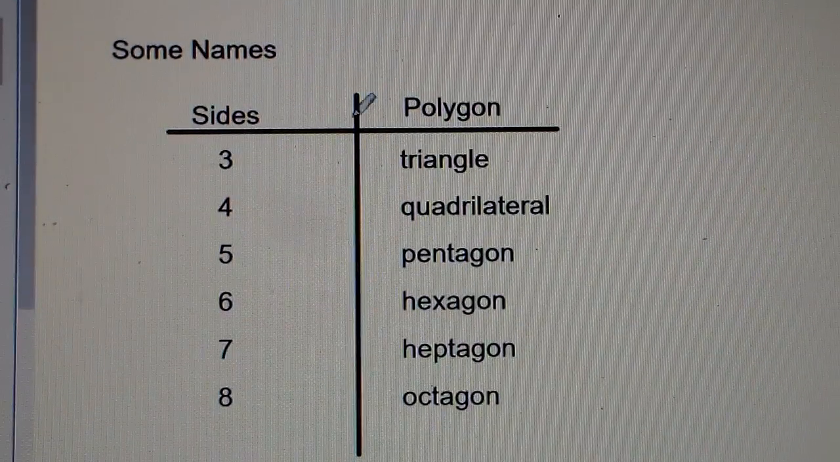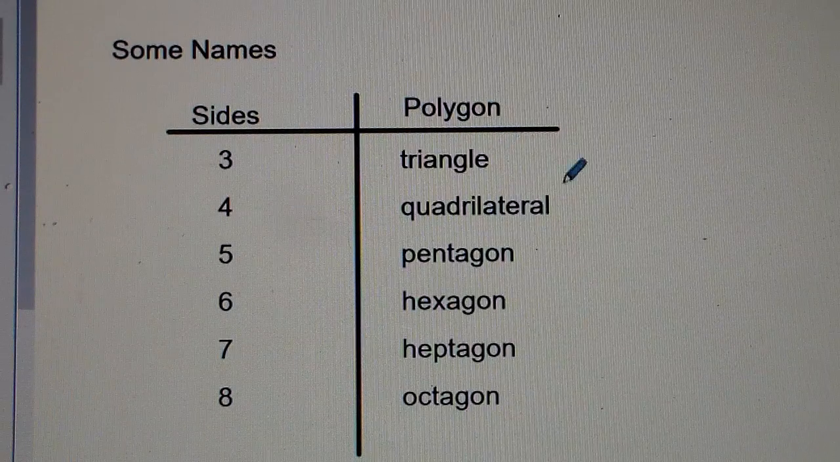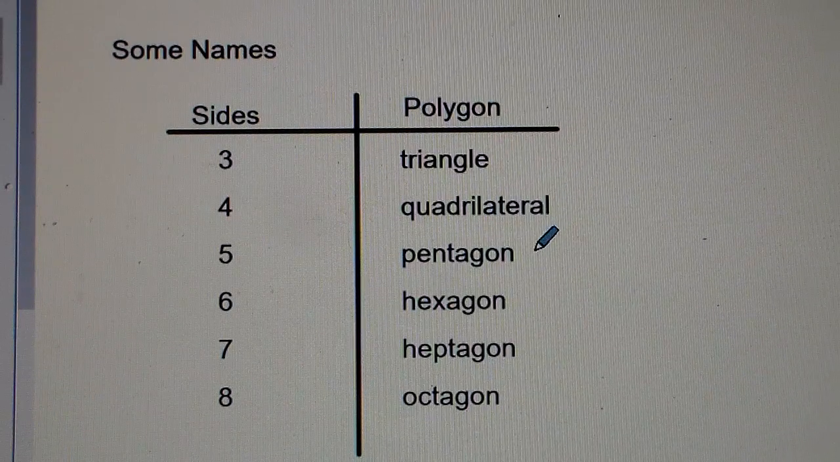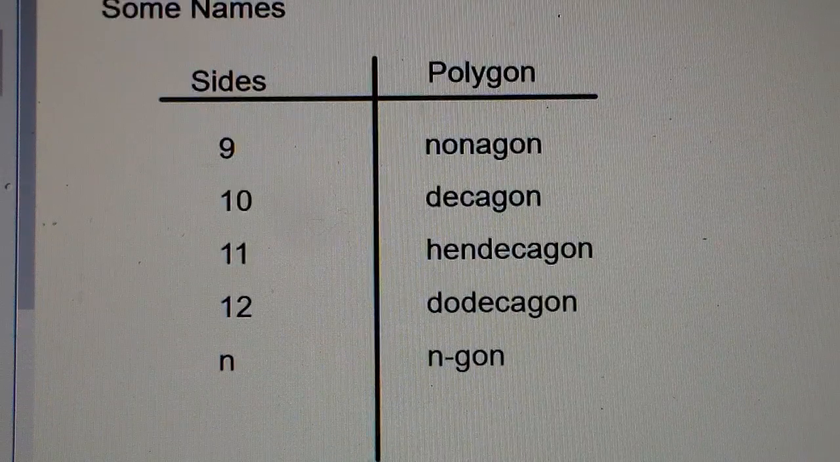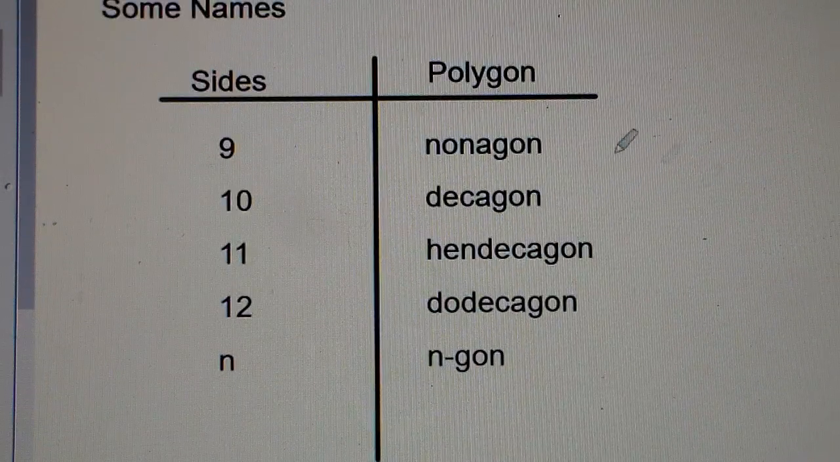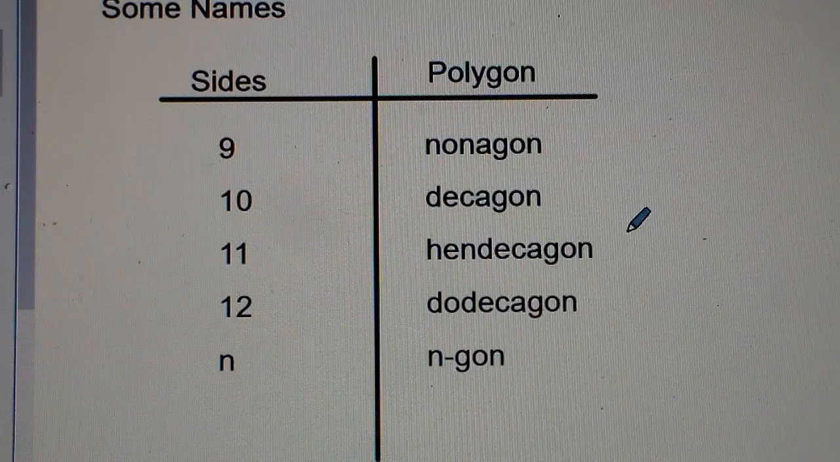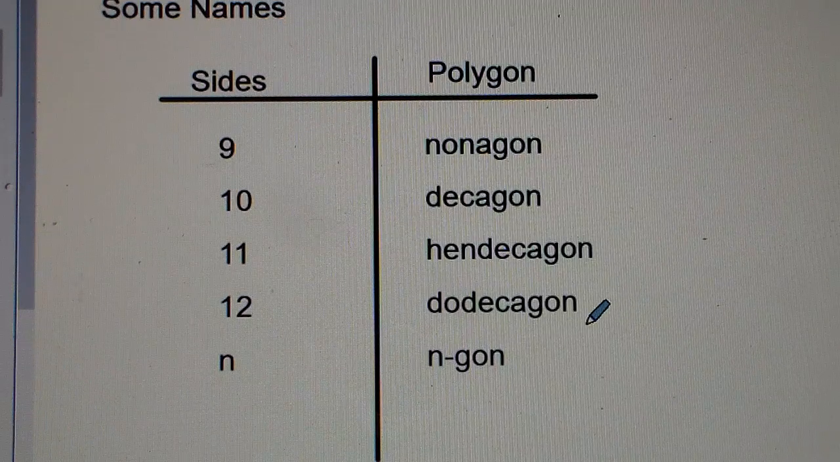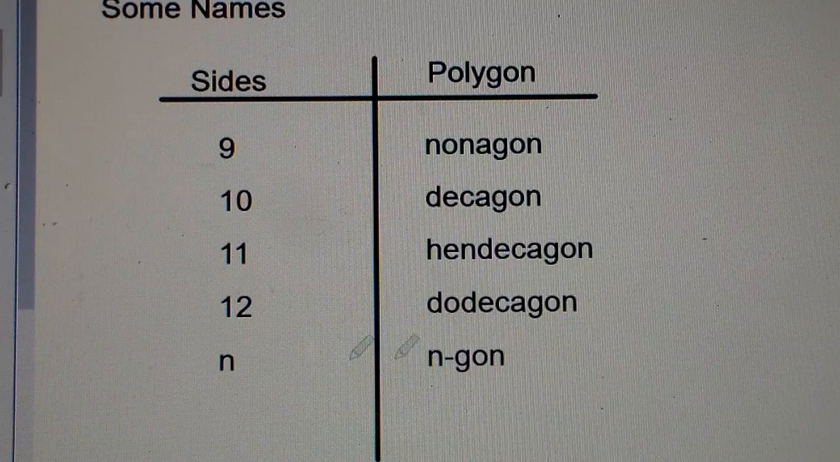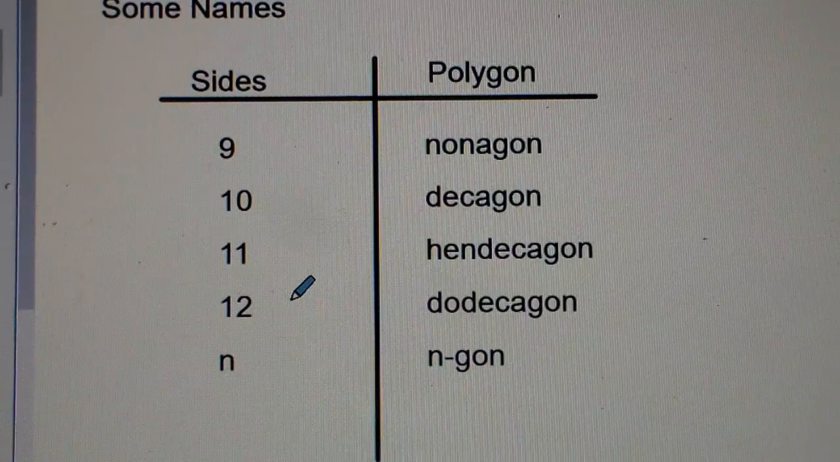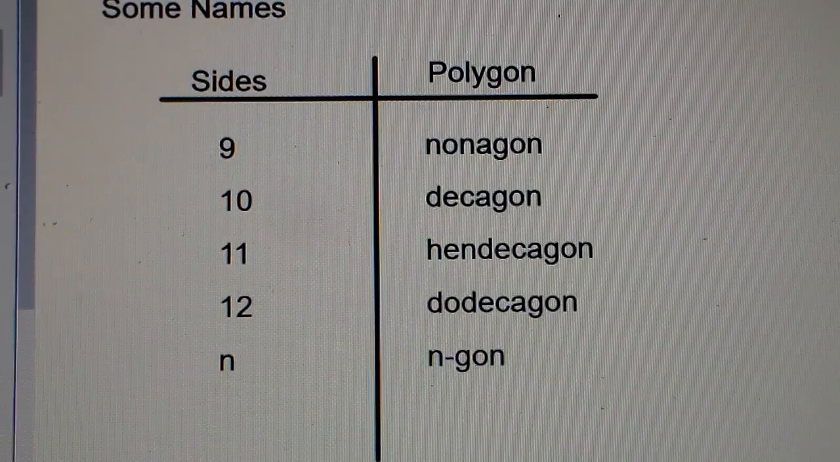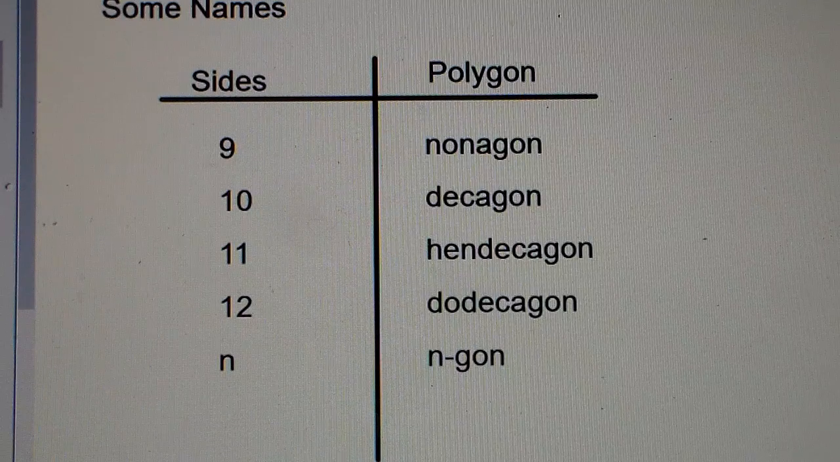So some names of polygons: if it has 3 sides, it's a triangle. 4 sides is a quadrilateral. 5 sides is a pentagon. 6 sides is a hexagon. 7 is a heptagon. 8 is an octagon. If you want to go a little higher, 9 sides is a nonagon. 10 sides is a decagon. 11 sides, the hendecagon. 12 is a dodecagon. And anything above it, you can just say n-gon, so 13 or above, because most polygons are going to stick with 12 sides or fewer. To go any higher, n-gon is totally fine and acceptable in the math world.